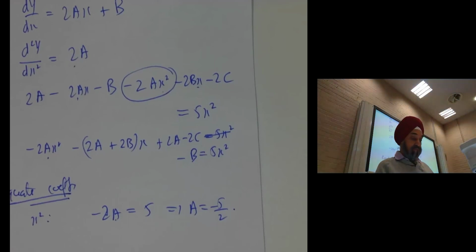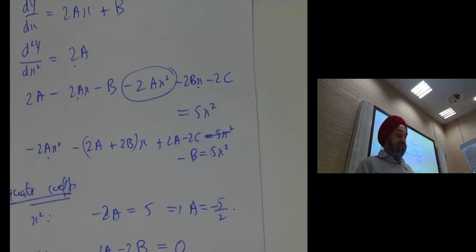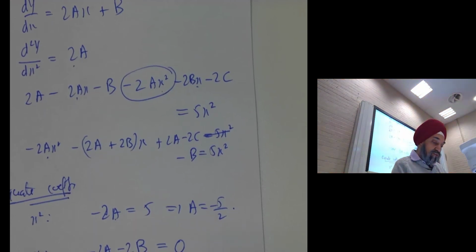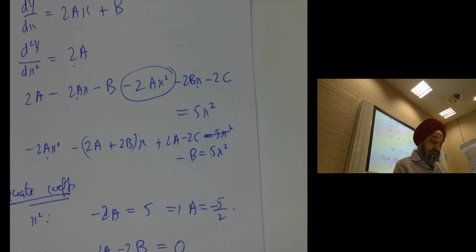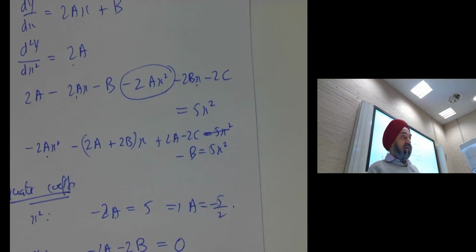Okay, how do we find b? Is that going to be minus 2a, yeah, minus 2a, minus 2b, equals 0? Equals 0, exactly. There's no x's on the right, okay? If you take 2b to the side, b is equal to minus a, isn't it, yeah? B is equal to minus a, and a is minus 5 over 2, so minus minus is going to be plus 5 over 2.